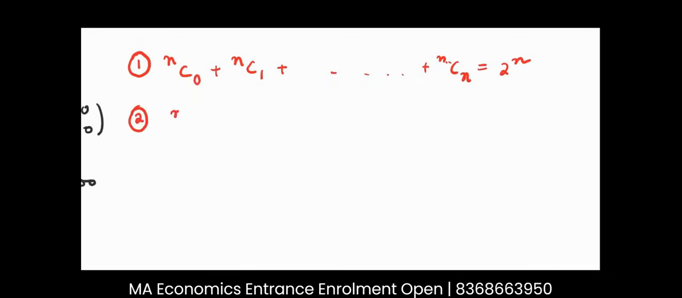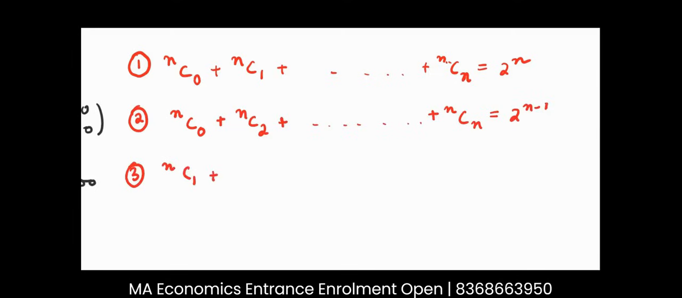Second property: nC0 plus nC2, just taking the even ones, plus up to nCn. This is 2 raised to the power n minus 1. And property number 3: if I just take the odd ones, nC1 plus nC3 plus so on, I'm just taking the odd ones. This is also 2 raised to the power n minus 1.